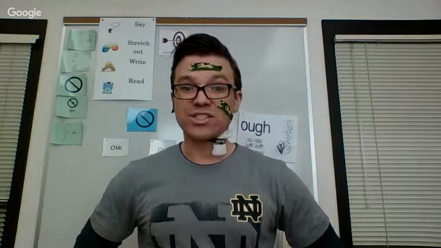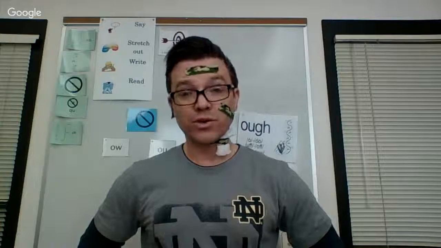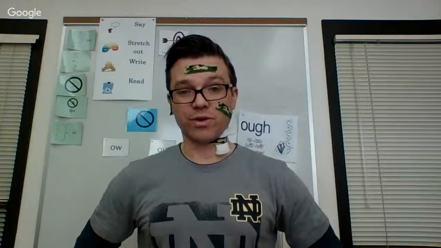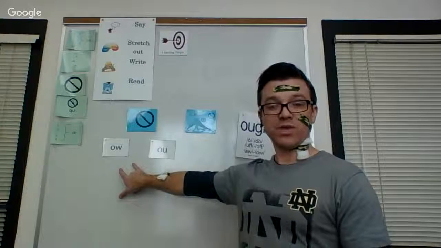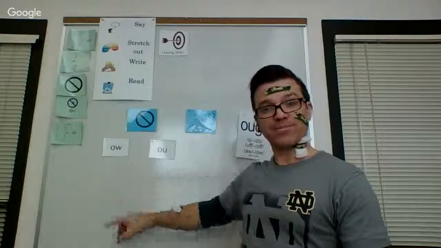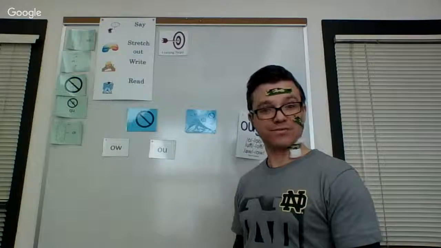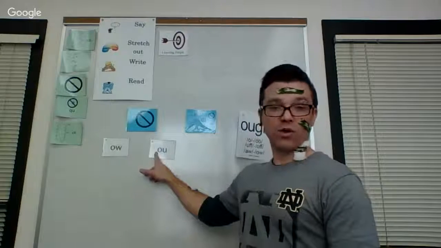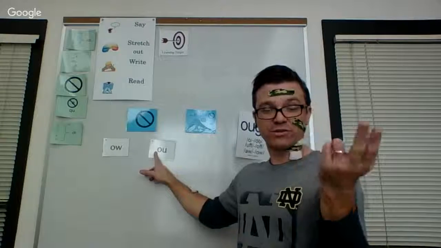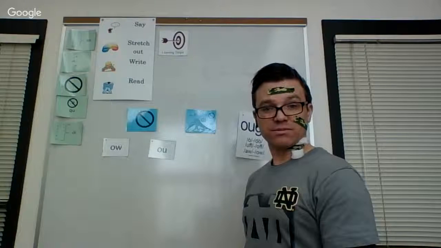Okay, but actually this is perfect because the phonograms we're supposed to learn for this lesson sort of sound like the sounds we make when we get hurt. So we're going to call these the hurting phonograms. So I want you to look at these two phonograms for this week. What do you notice about them that's the same? And what do you notice about them that's different? You should notice they both have an O, right? They're both two letters. What's different? One has a W, one has a U.